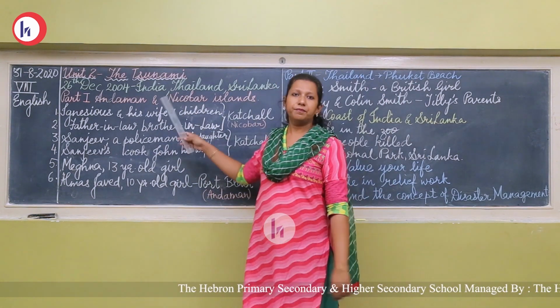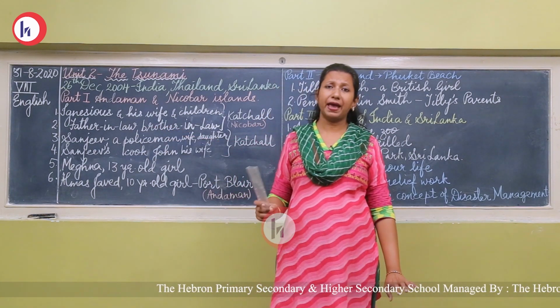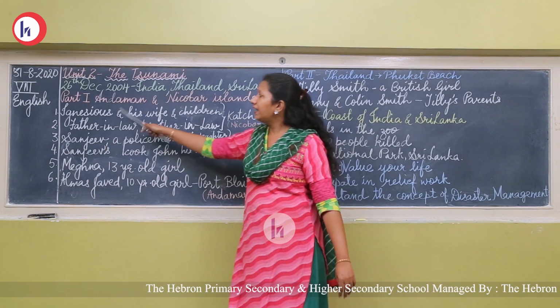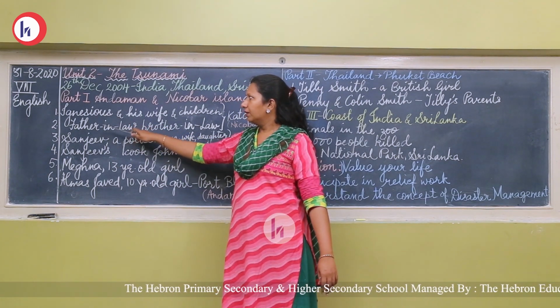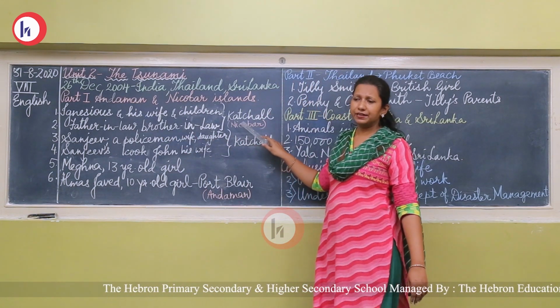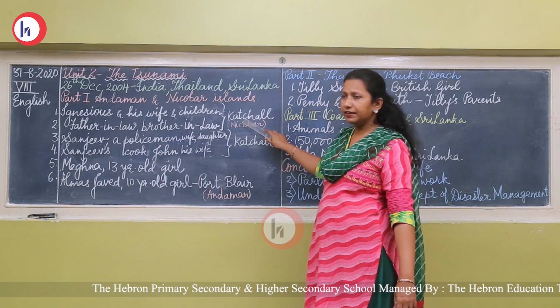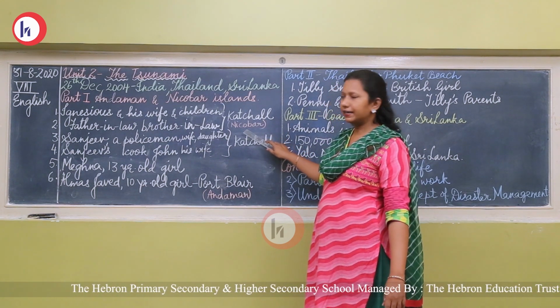And unfortunately, Ignatius could not see them again. Only 3 children who were left behind with him could survive with him. So that was about Ignatius. Ignatius was a manager of a cooperative society in Kachchal. Now, Kachchal is an island in the Nicobar archipelago.